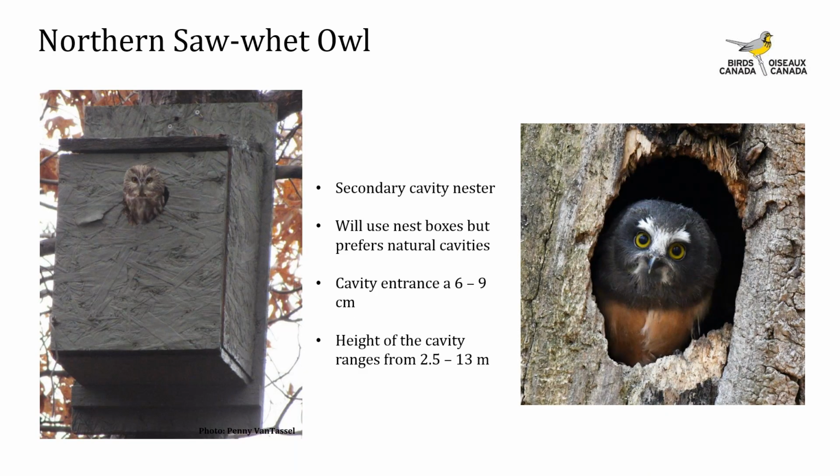They are secondary cavity nesters that most commonly occupy cavities excavated by the pileated woodpecker, as well as the northern flicker, which is another North American woodpecker. Because they are adaptable in their nesting preferences, they will accept nest boxes, however, they prefer natural cavities. The cavity entrance ranges from 6 to 9 centimeters, and the average height is 2.5 to 13 meters.